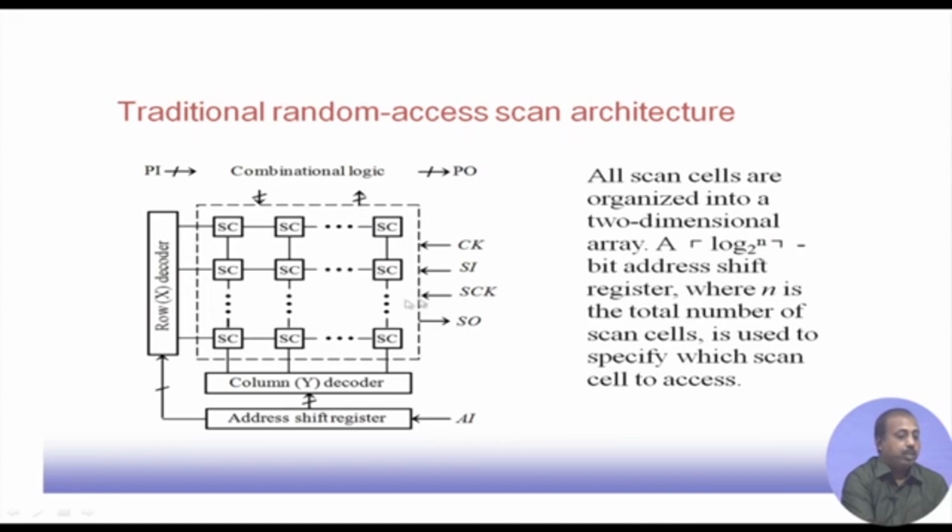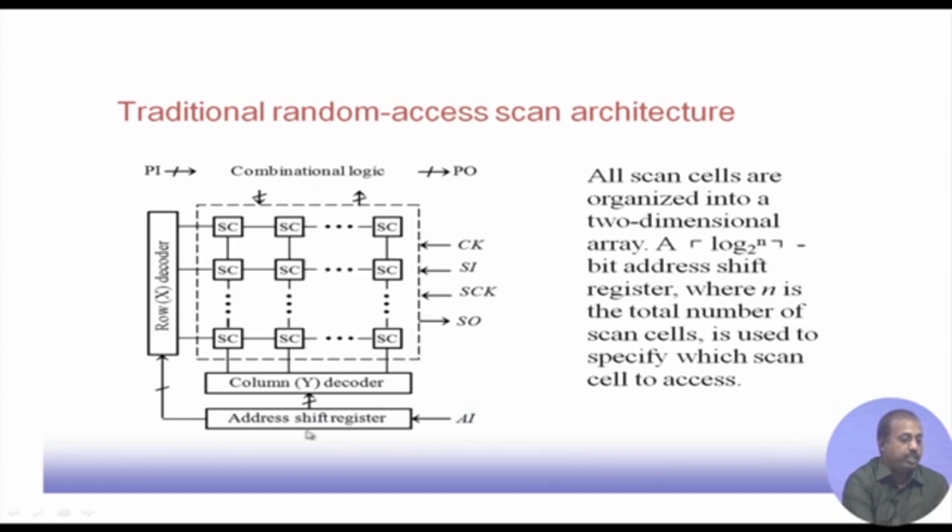Okay. So, if there are n number of scan cells, then a log n bit address shift register will be necessary, and then out of this log n bit, some of the bits will be given to the row decoder, some of the bits will be given to the column decoder.